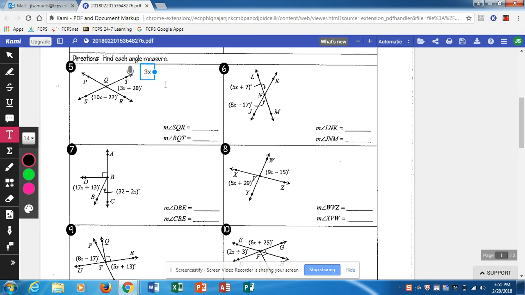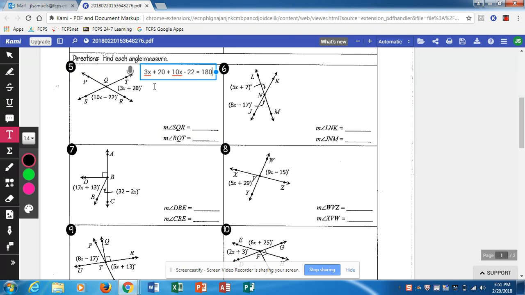So 3x plus 20 plus 10x minus 22 equals 180. We know that the sum of the two angles is going to be 180. So now we just need to go ahead and solve this.